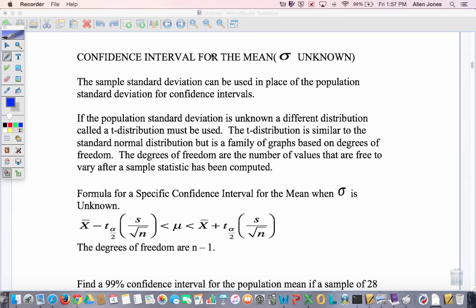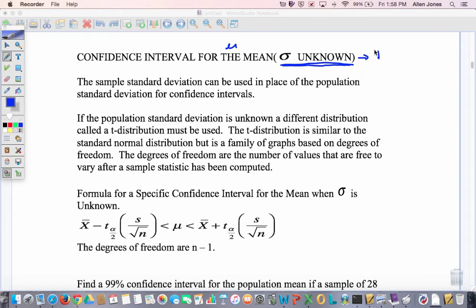We'll cover how to construct confidence intervals for the population mean again. Population mean again is mu. But in these types of problems, our population standard deviation is not known. In the last section, every time we went through a problem, I underlined the fact that we knew the population standard deviation, which allowed us to use table E. In these, our population standard deviation is not known, which gives us a different distribution.